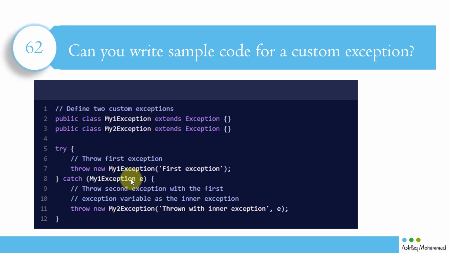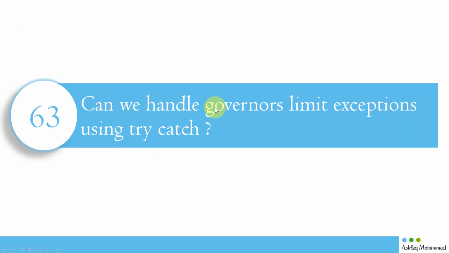If there is no problem in the code itself, but I still want to throw some exception based on my business scenario, then you use the custom exception, which is nothing but the throw. Okay. Next question, can we handle governor limits exception using try catch?